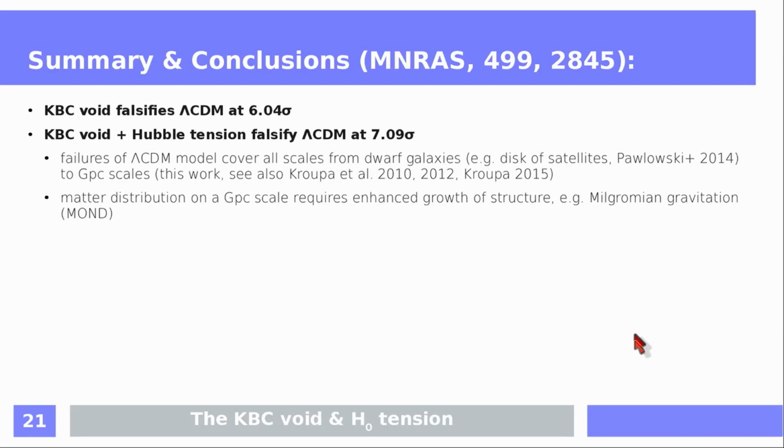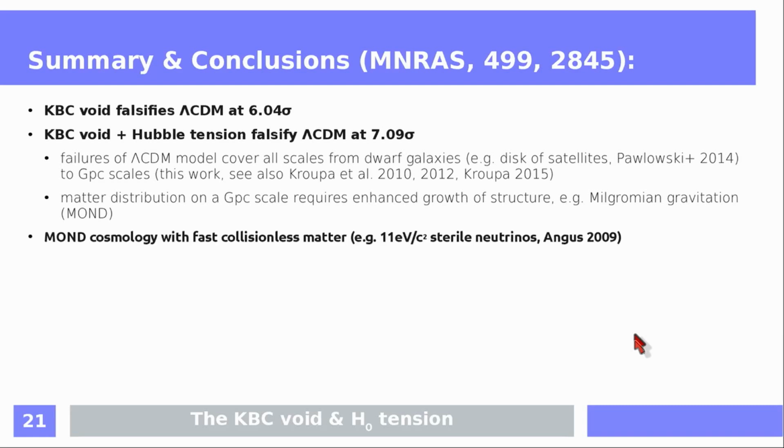And the matter distribution on a gigaparsec scale, as observed by Keenan et al., tells us a strong indication for enhanced growth of structure, which can be achieved with Milgromian gravitation. So therefore we set up a MOND cosmology with fast collisionless matter. For example, this could be 11 eV per c² sterile neutrinos. And this model was proposed by Angus in 2009.